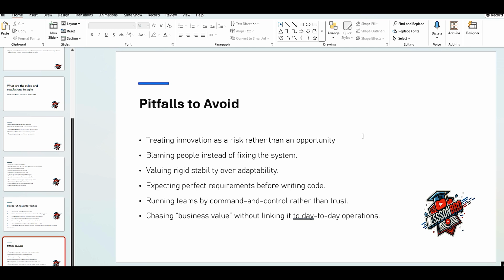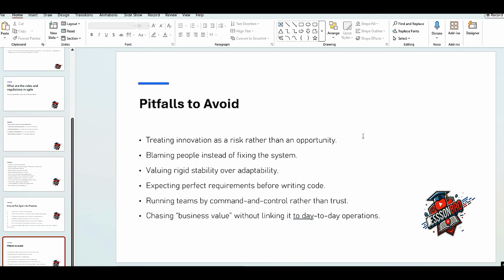Running things by command and control rather than trust. Normally in Agile, sometimes the situation demands that we get into micromanagement. Micromanagement is good to a certain extent, but bad beyond that. The pitfall for Agile is doing micromanagement. You should work as a team. Nowhere in Agile is it an individual contribution. No, it is a team contribution. That's why we call them squads.